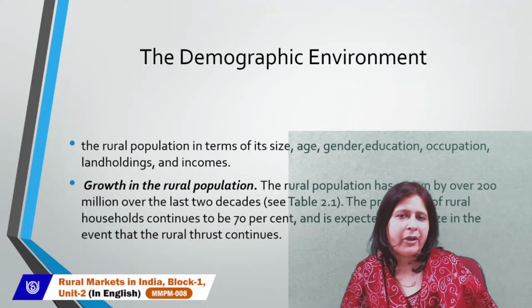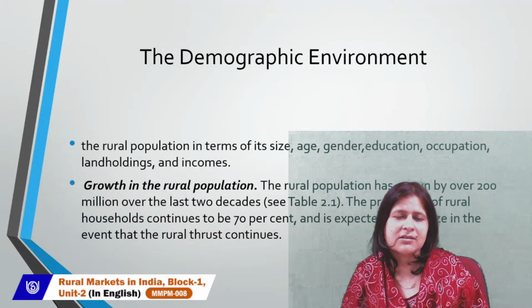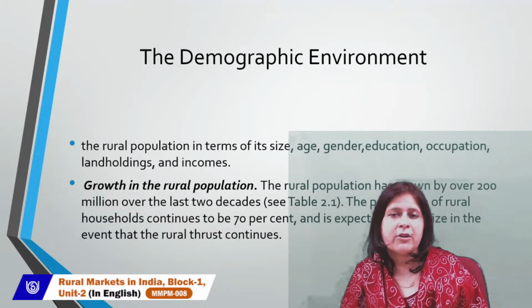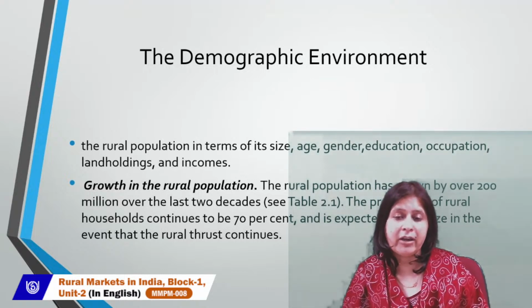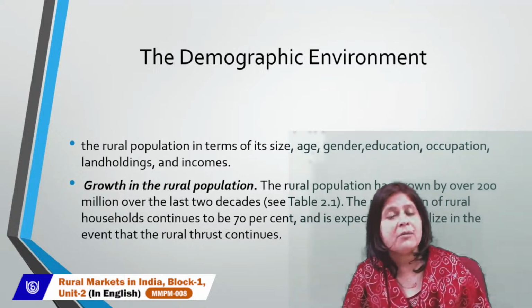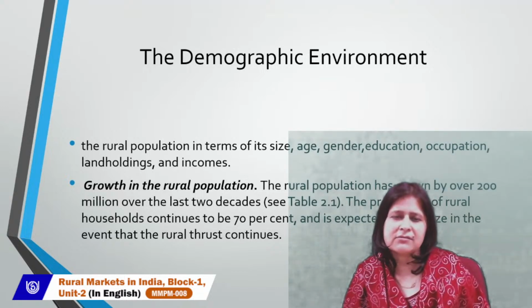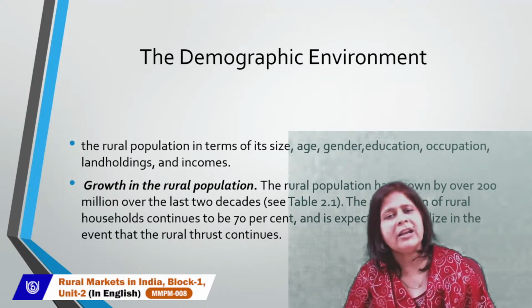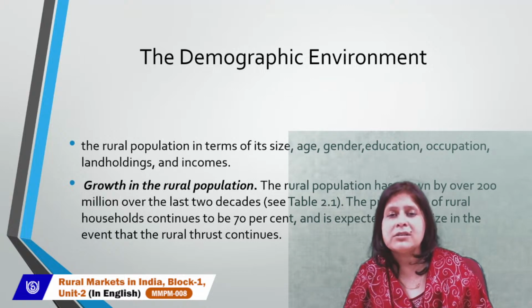When we define the rural population in terms of its size, as we discussed, there are around 47% of villages where the population size is only 500, or 100 households. Then on the basis of age, who all lives in the villages? Nowadays we say that all the elderly people live in the villages, and the young ones move out of the villages. Then the gender.